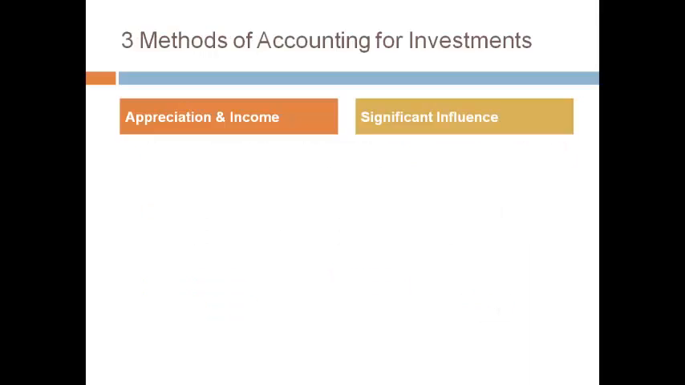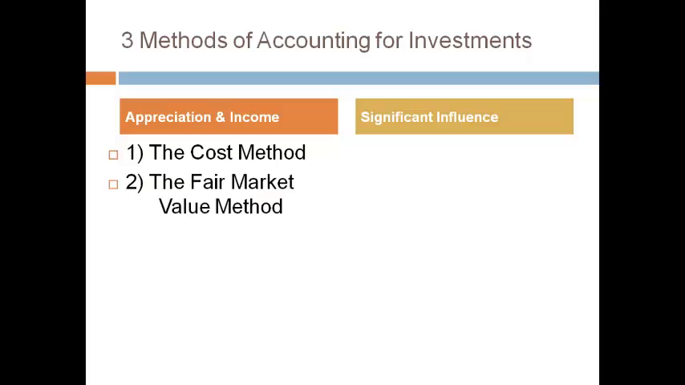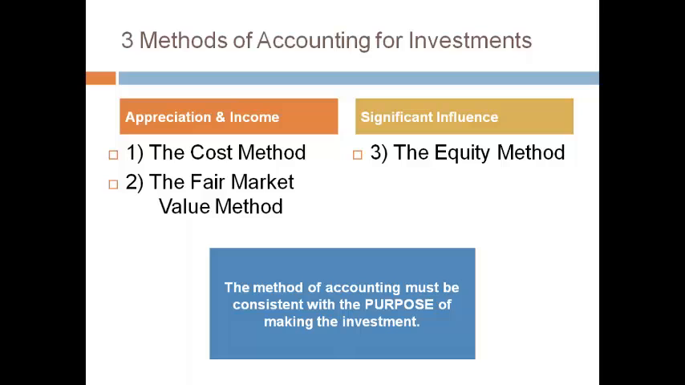The two primary reasons for investing are appreciation or income and to gain significant influence. Investments purchased for appreciation and income are accounted for using the cost method or the fair market value method. Investments purchased to gain significant influence are accounted for using the equity method. The method of accounting used must be consistent with the purpose of making the investment, and it also depends on the reliability of the fair market value of the investment.